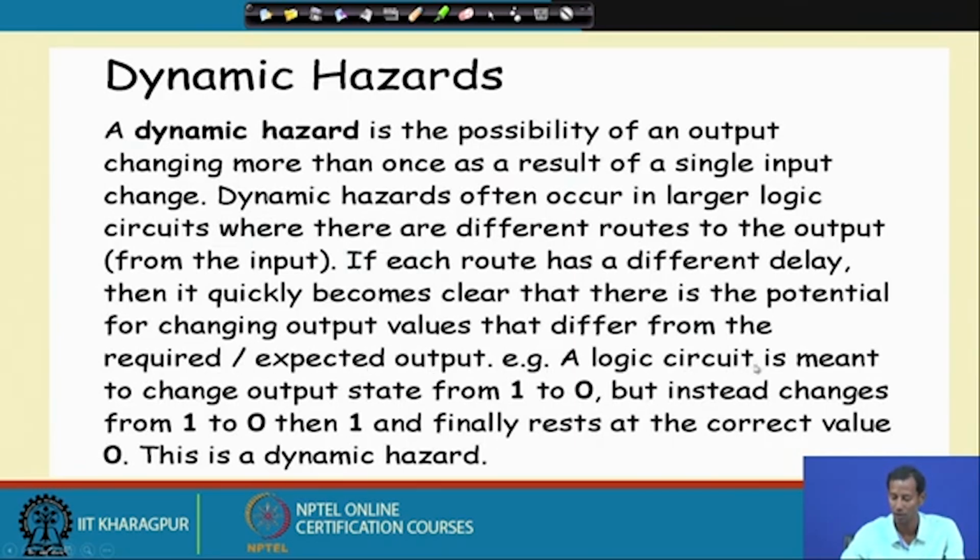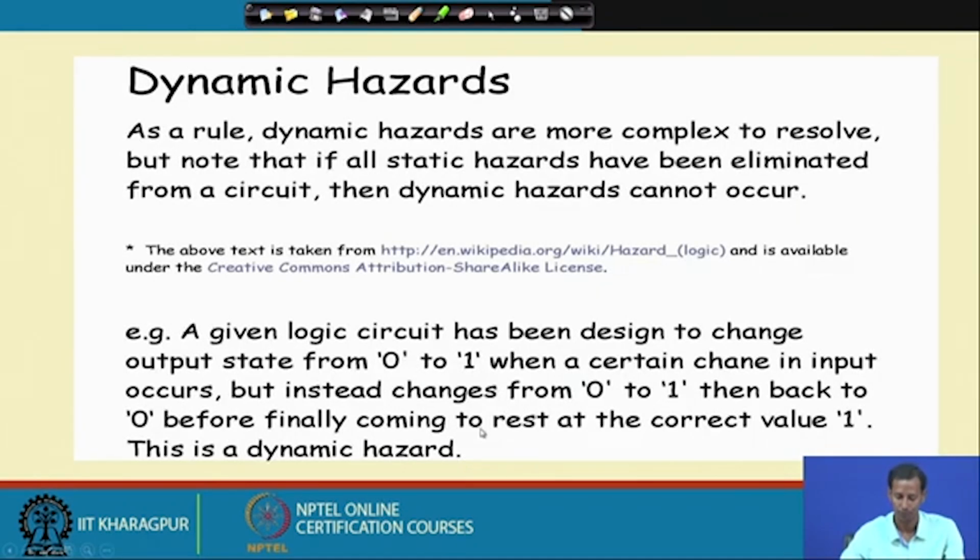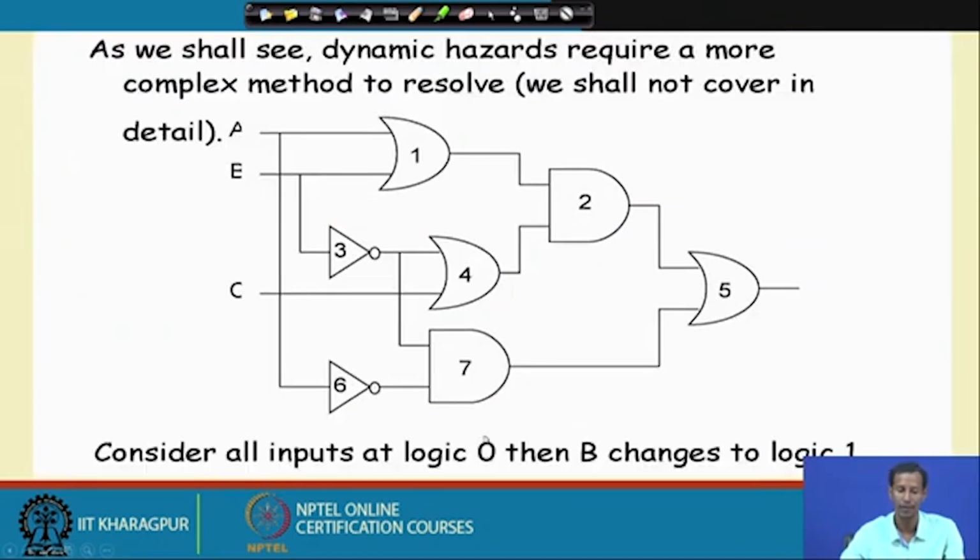As an example, a logic circuit is meant to change output state from 1 to 0, but instead changes from 1 to 0, then 1, and finally rests at the correct value of 0. This is a dynamic hazard. So, if we take the example of a dynamic hazard, suppose there are several paths which are going from input to the output. As we shall see, dynamic hazard requires a more complex method to resolve.